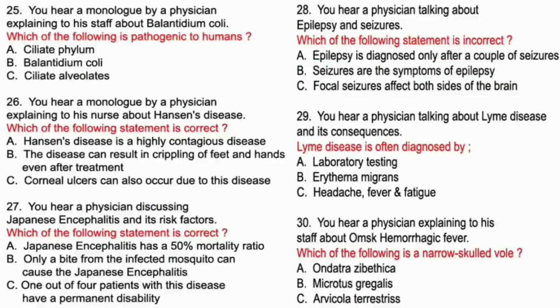Question 29. You hear a physician discussing Lyme disease and its consequences. Now read the question.